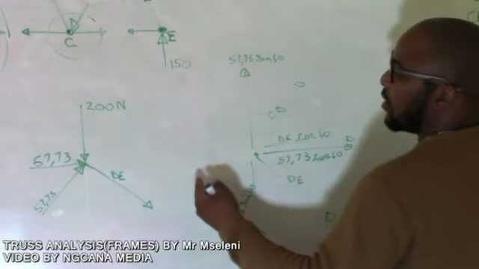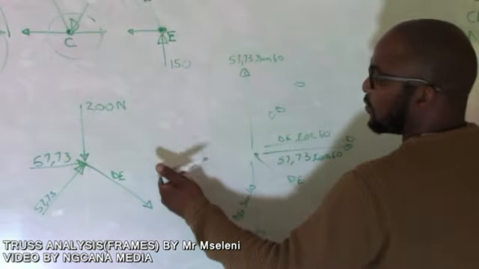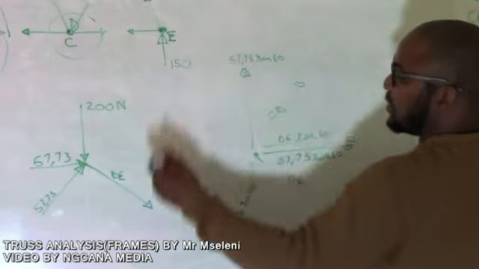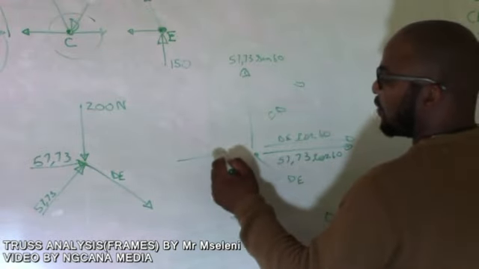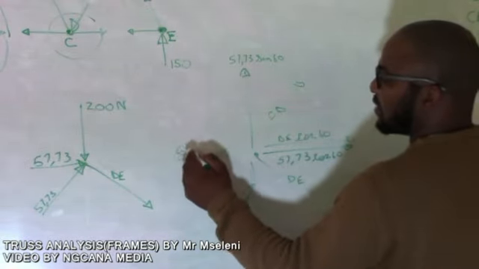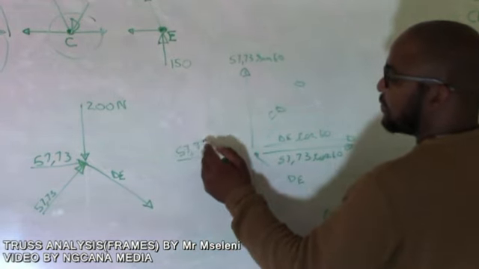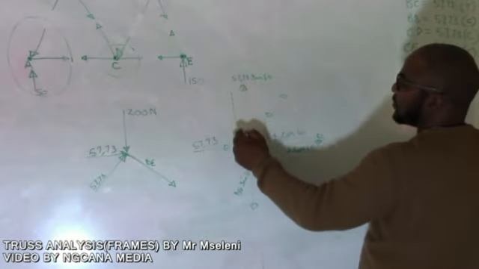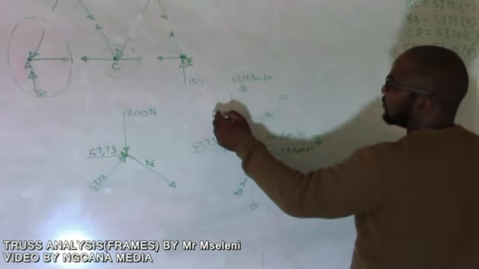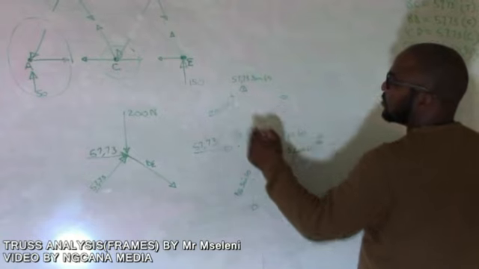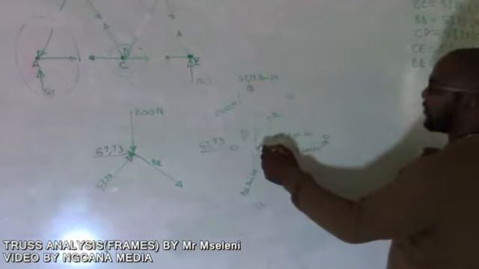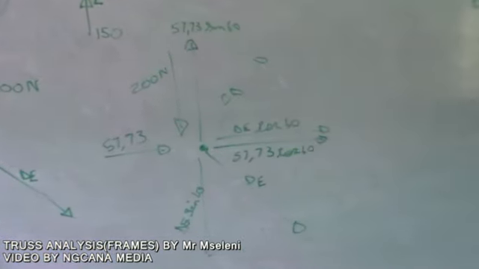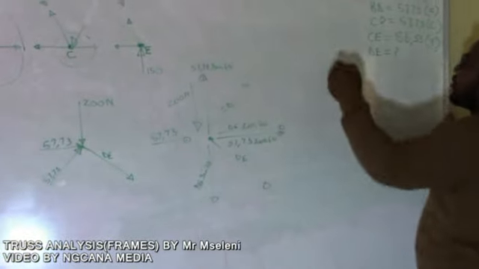What are you left with? You're also left with that 57.73, which is BD, which is going this way. Therefore, you've got your BD, which is 57.73. And also the other force which is there is your 200 newtons, which is going down. So now you've got all your forces which are acting on this joint. So you do the same thing. Forces going up equal the forces going down.